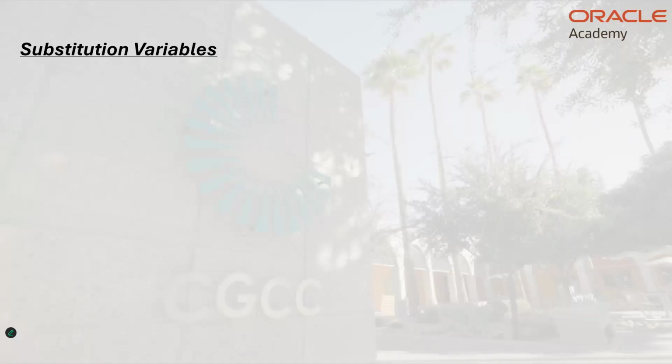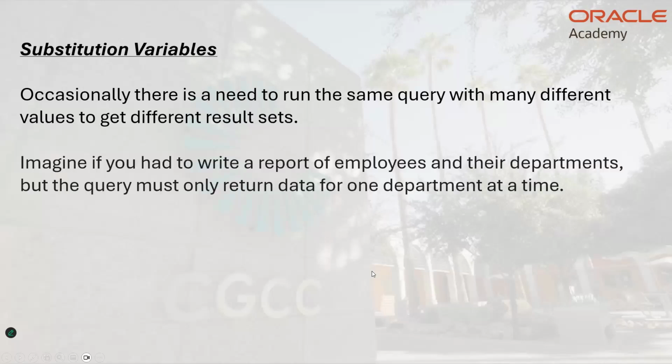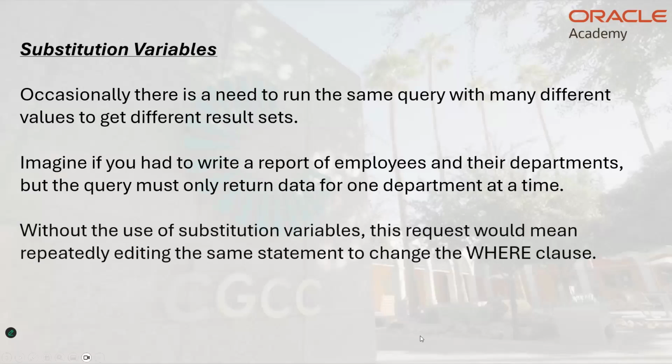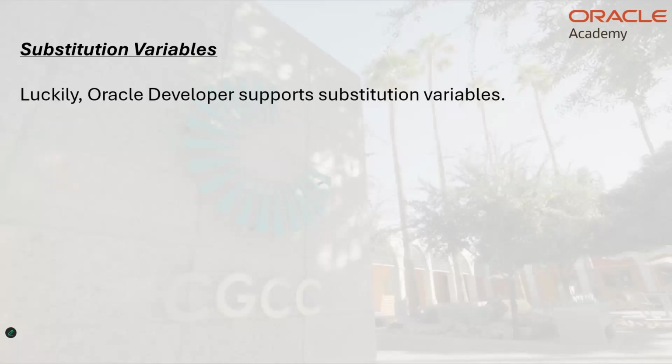Checking. All right, so substitution variables. There's a need to run a query where you may want to have the user input several values. Imagine you're writing a report and you want to handle one department at a time. Without the use of substitution variables, you may end up writing several queries or changing just to simply change the where clause. Well, this is what a substitution variable will do for you.